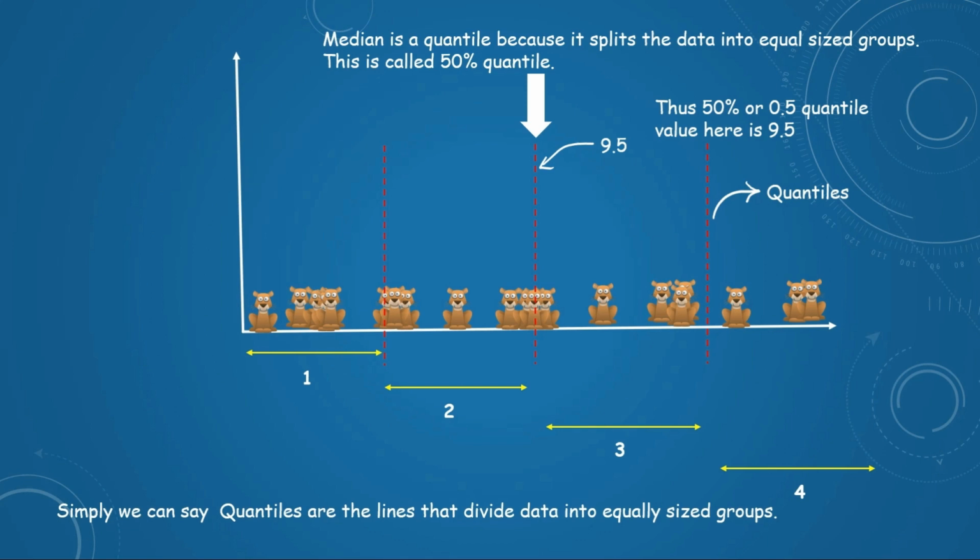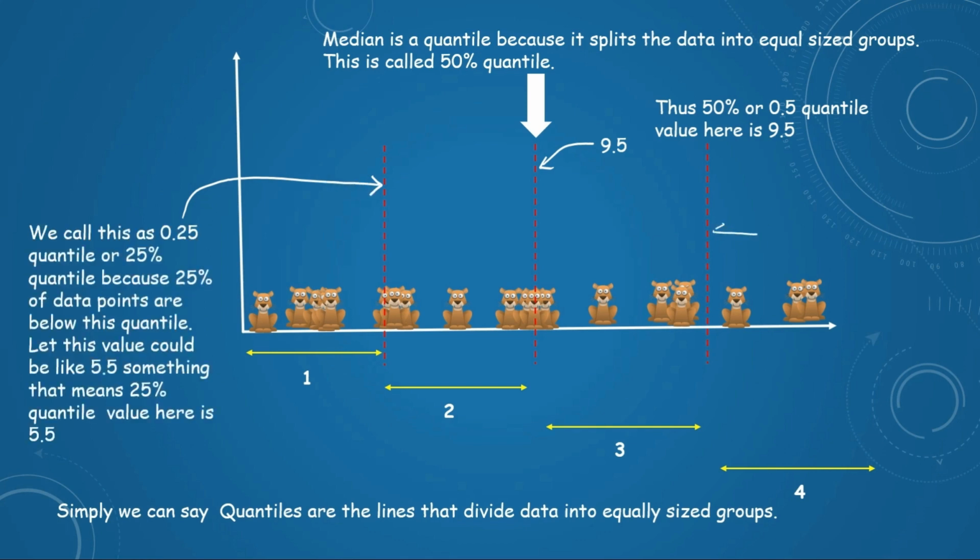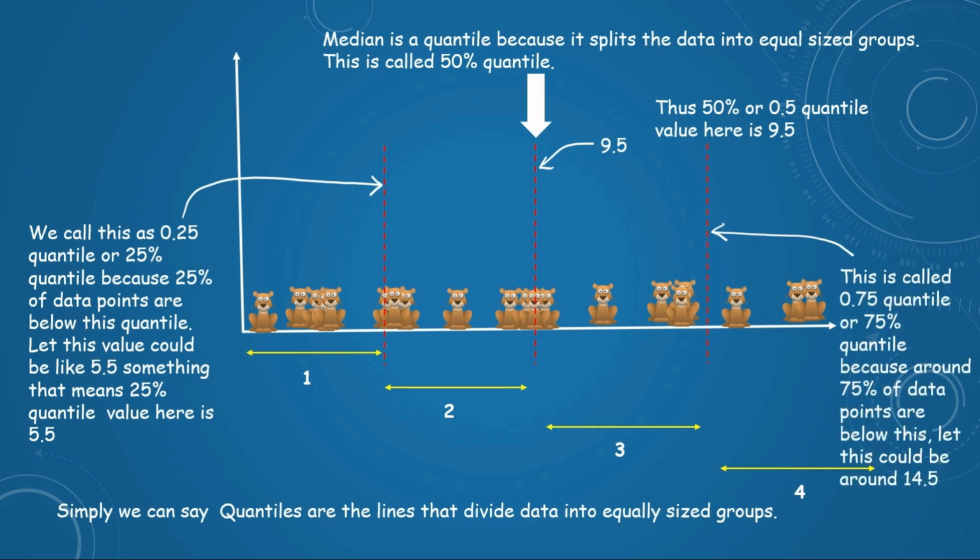We call this 0.25 quantile or 25% quantile because 25% of data points are below this quantile. And we call this 0.75 or 75% quantile because around 75% of data points are below this line.